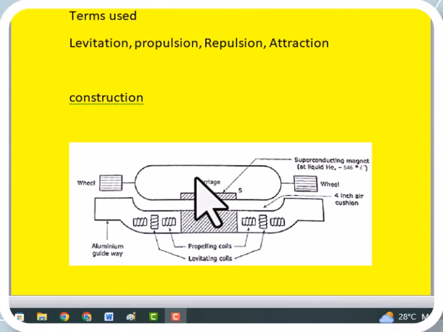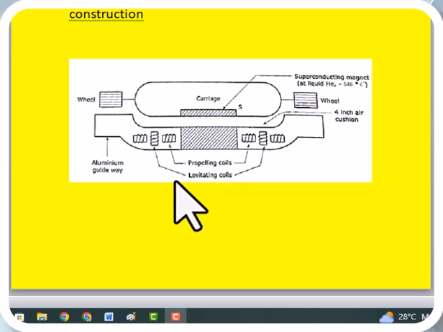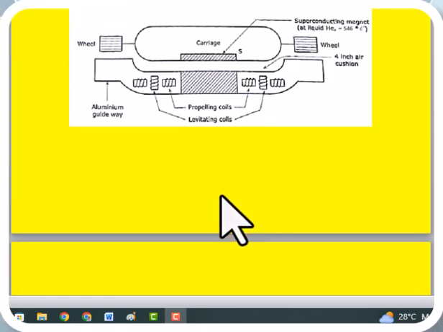Construction of it. This consists majorly of magnets and the guideway. Guideway is nothing but an aluminum sheet. This carries the current, and similarly the train will have two magnets, one on top, the other at the bottom. The bottom coils are called the horizontal coils. These horizontal coils are responsible for floating of the coach in the air, whereas vertical coils, which are on the guideway, are responsible for the movement of the train forward.